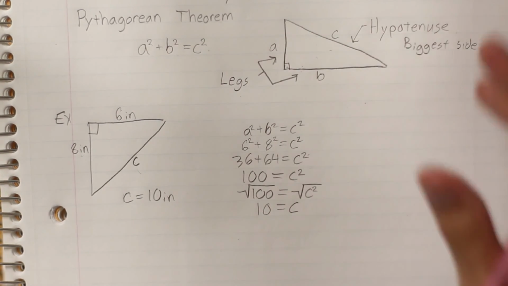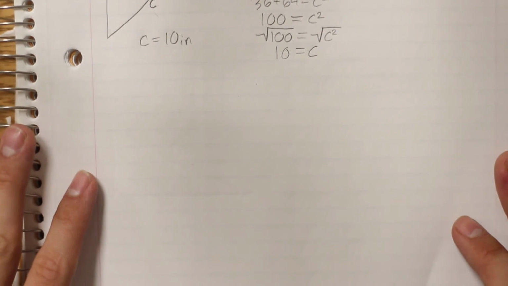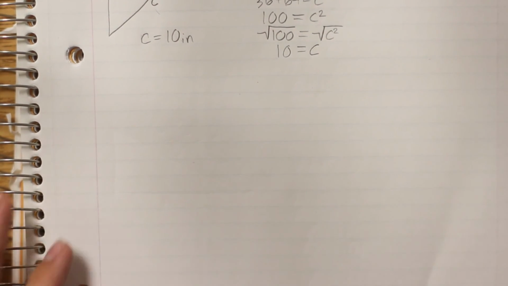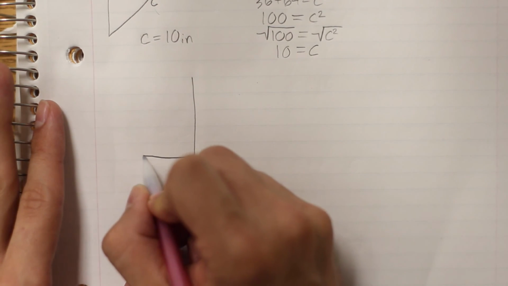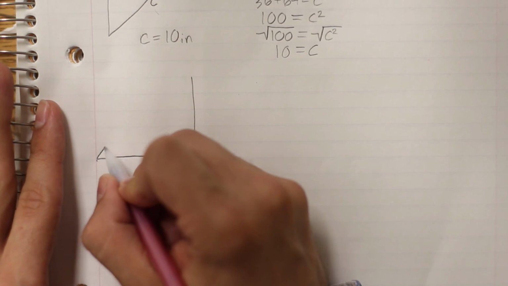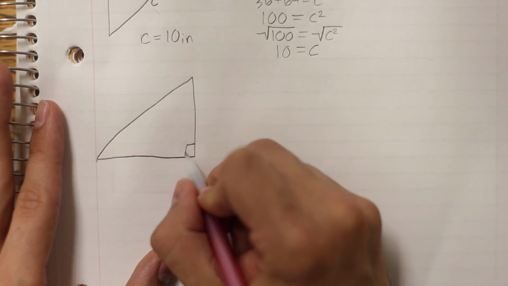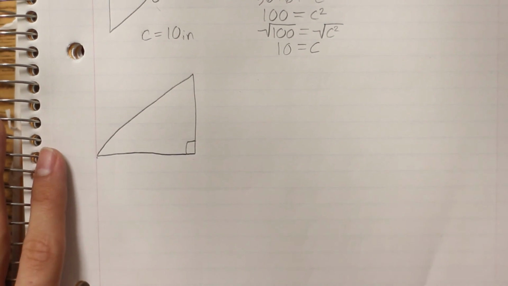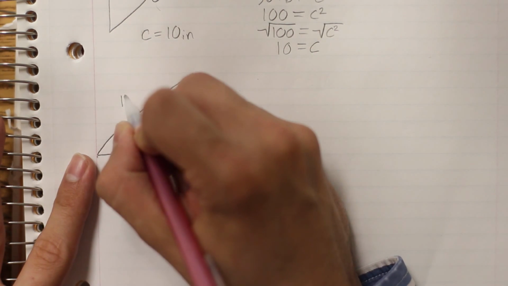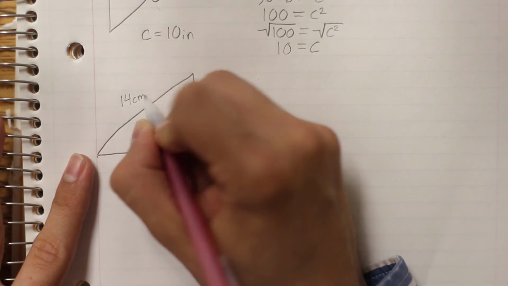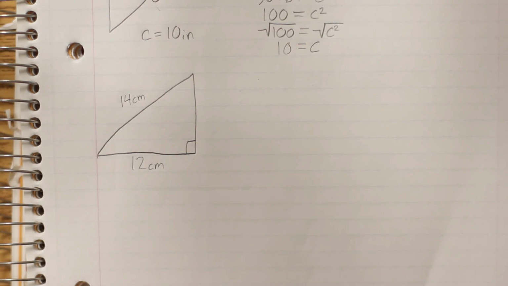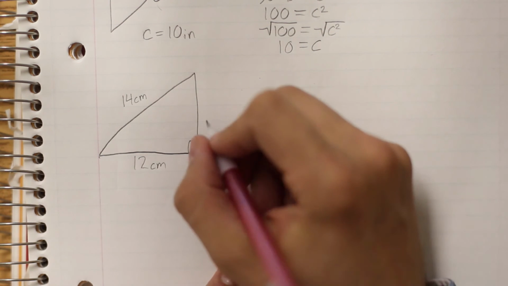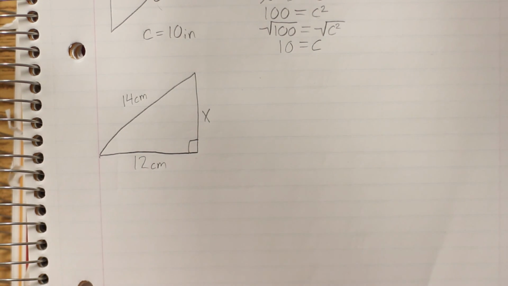Now, we're not always looking for the hypotenuse. Sometimes we're looking for a missing leg. So let's look at an example when we're looking at that. Okay, so let's say they give us a triangle like this one. And it also is a right triangle. And this side over here is 14 centimeters, and this side over here is 12 centimeters, okay? And this is unknown. We don't know what it is. We're going to label it with X. Let's get to solving then.